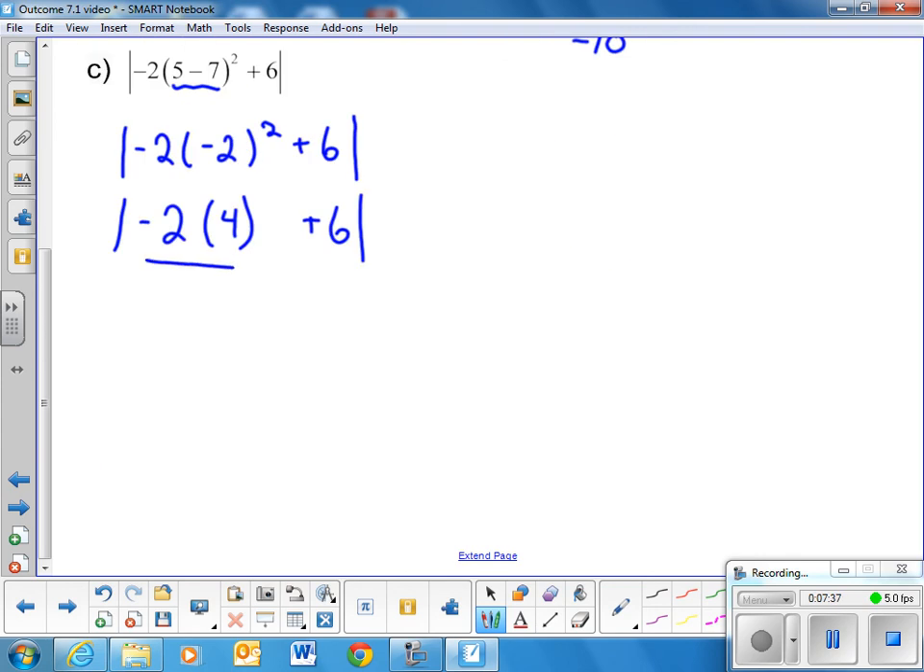The next step is to multiply. So again, this is still all inside the absolute value sign. Negative 2 times 4 is negative 8. Adding negative 8 plus 6 is negative 2, still inside the absolute value sign. What's inside the absolute value sign is a negative number. So to evaluate the absolute value, we need to do the negative of negative 2 or positive 2.